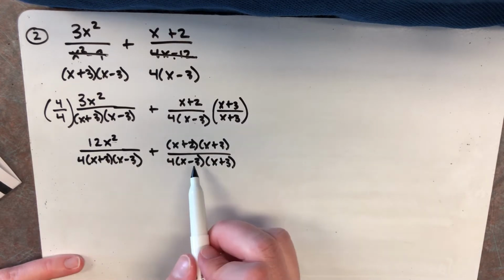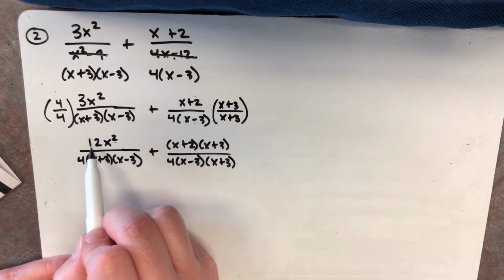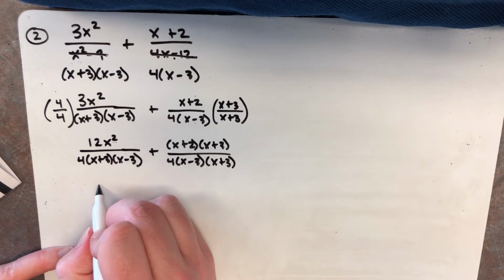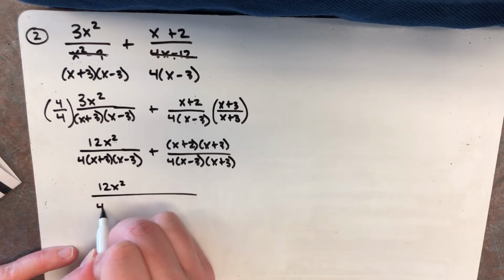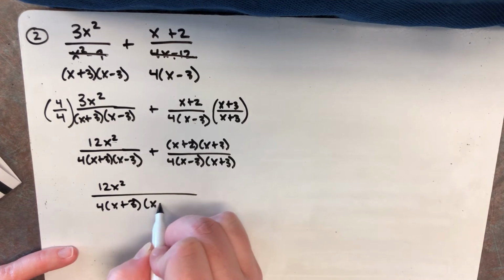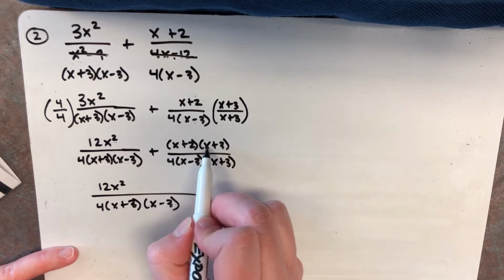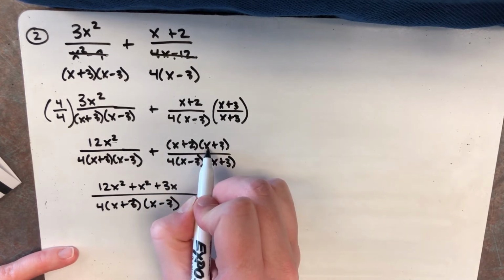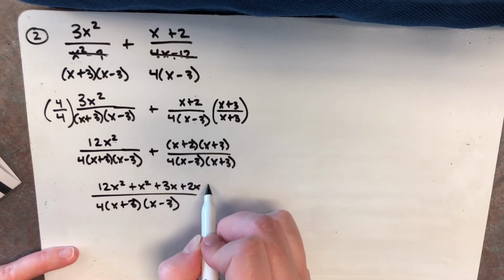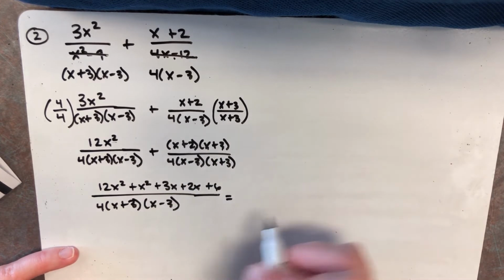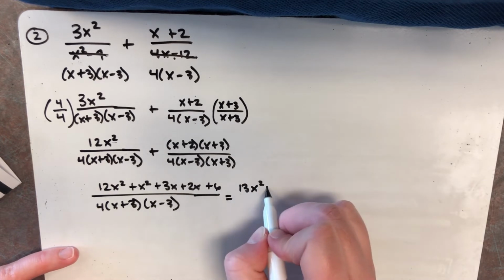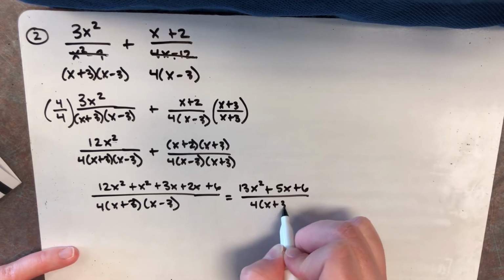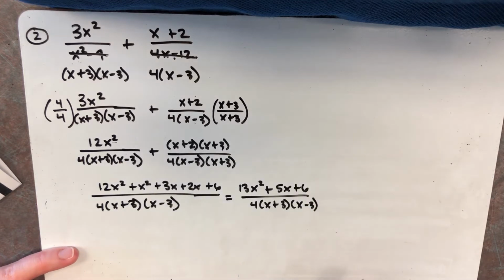All right, so now I have common denominators so I can add them together. Since I have 12x squared over here, now I'm going to want to FOIL this when I'm adding them to combine everything. So I have 12x squared, and I know what my denominator is going to be. So I'm just going to rewrite all of that down. And now I'm going to FOIL this. So x times x is x squared. x times 3 is 3x. 2 times x is 2x. And 2 times 3 is 6. If I combine like terms up there, I get 13x squared plus 5x plus 6. And that's all over 4 times x plus 3 times x minus 3.